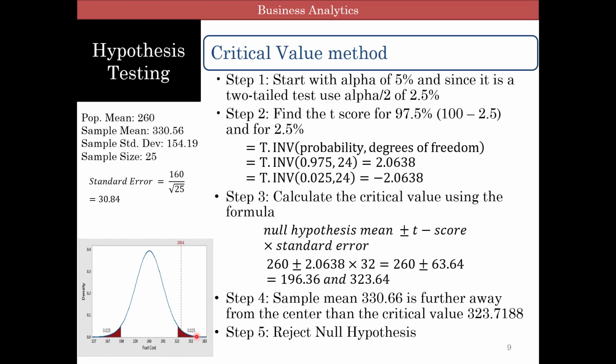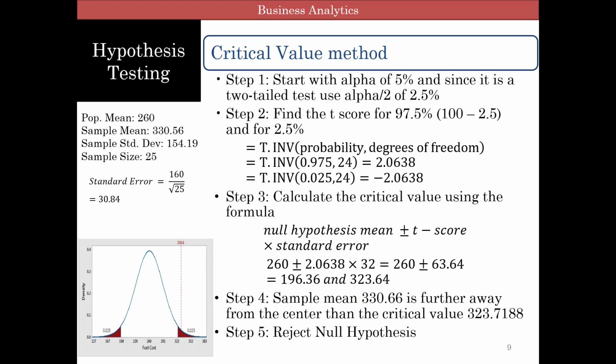So here you can see that this value here is 323.64. This is 330, so it's in the rejection zone or the red zone. Also, if you had got a value less than 196.36, that would be rejected too. Anything in between these two values, you would have failed to reject. So let's take a look at this on Excel.